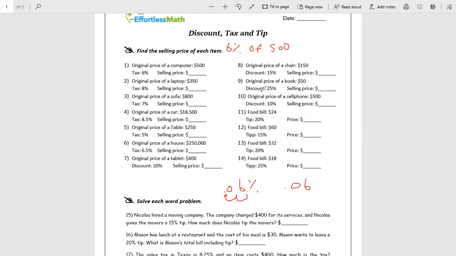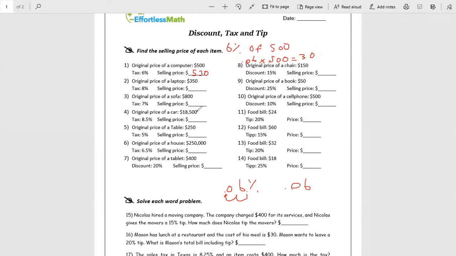The word of in percent word problems will always mean multiply. So you have 0.06 multiplied by 500. And that will give us 30. So then to get our selling price, since we know the amount of the tax is 30 and the original price was 500, we add them. And that gives us 530.